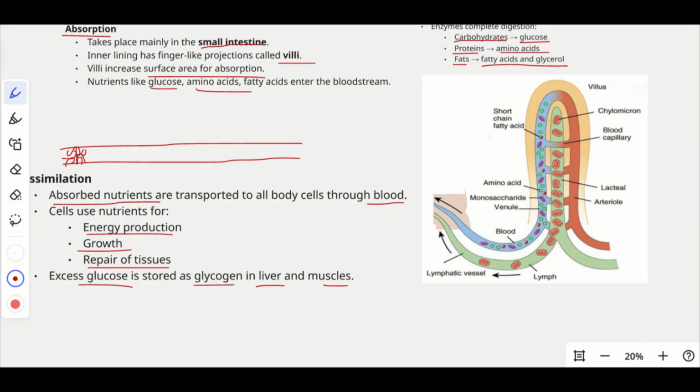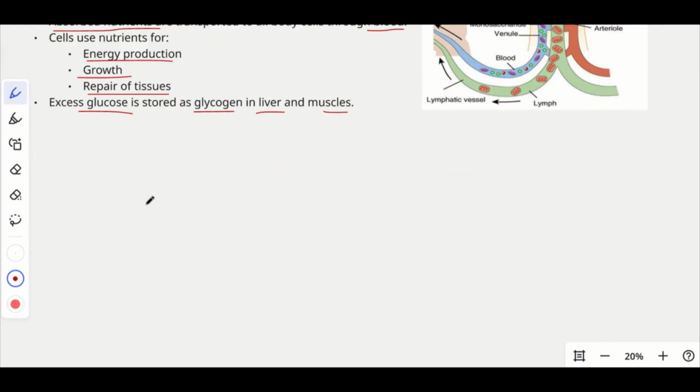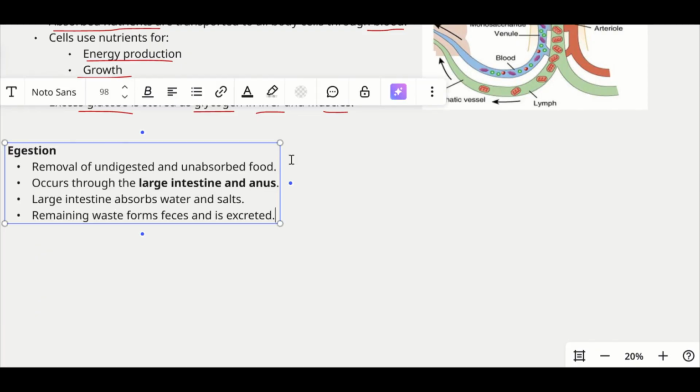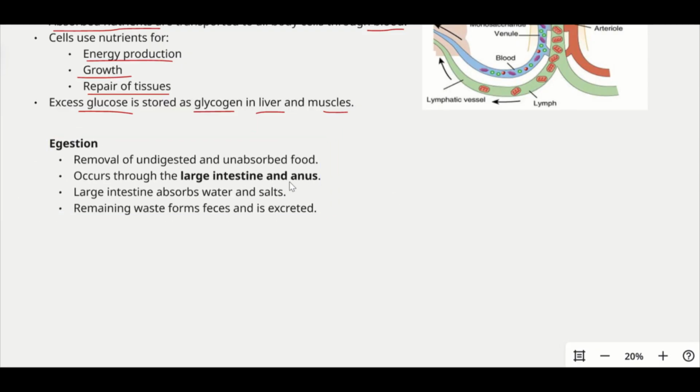So what is egestion? Egestion is the removal of undigested and unabsorbed food. There will be some undigested and unabsorbed food, right? So that should be removed. That is what we call egestion. It occurs through the large intestine. Once the absorption in the small intestine is completed, it will move to the large intestine, and then to the anus.